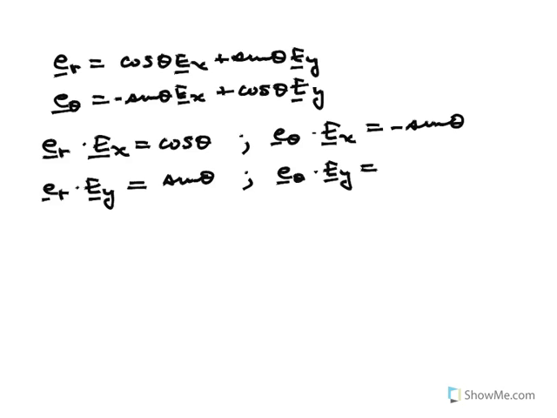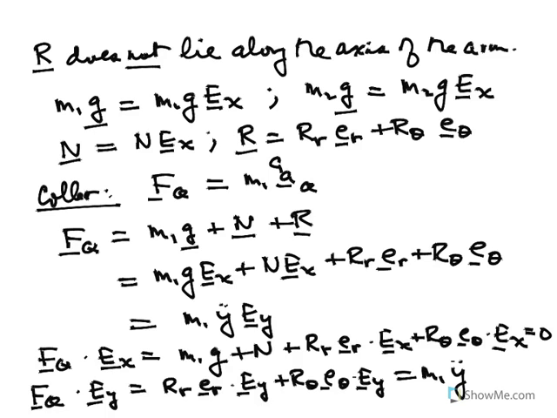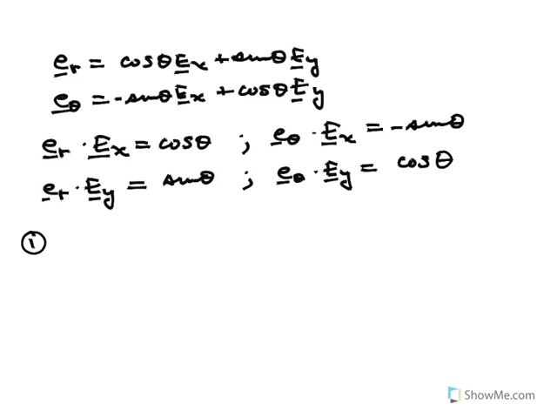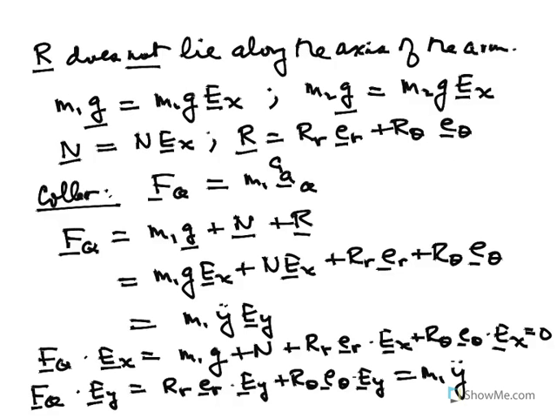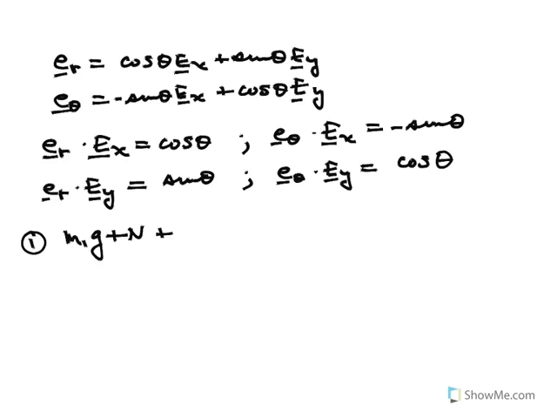And that's equal to cosine of theta. So as a result, these first two equations that we get when we finally put them in scalar form look as follows. We've got m1g plus N, and then we have plus R sub r e_r dotted with e_x, so that's plus R sub r cosine of theta, and then we have plus R sub theta, and then e_theta dotted with e_x, which flips the sign, and we get minus R sub theta times the sine of theta, and that has to equal 0.